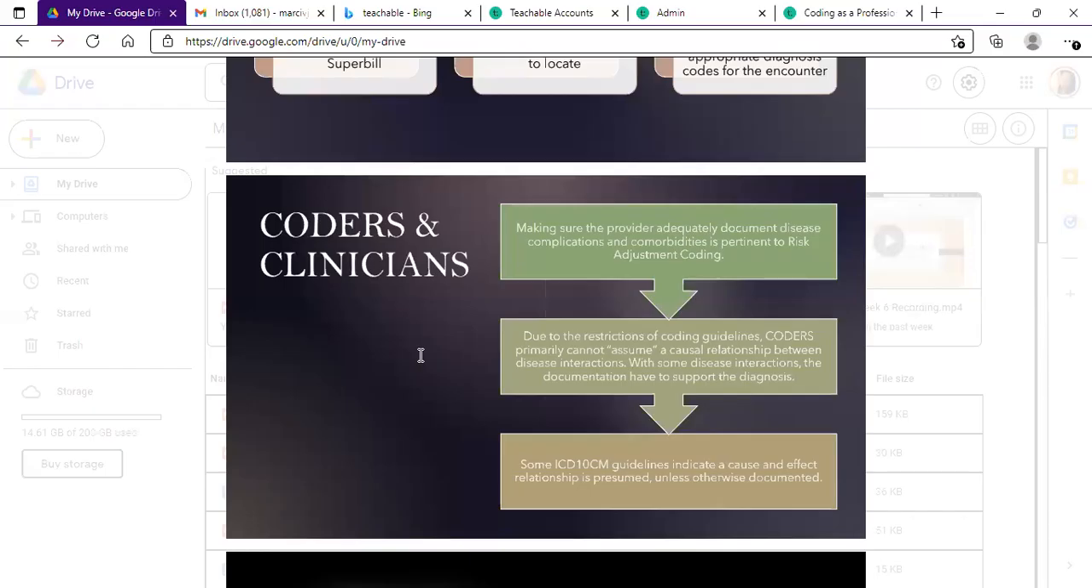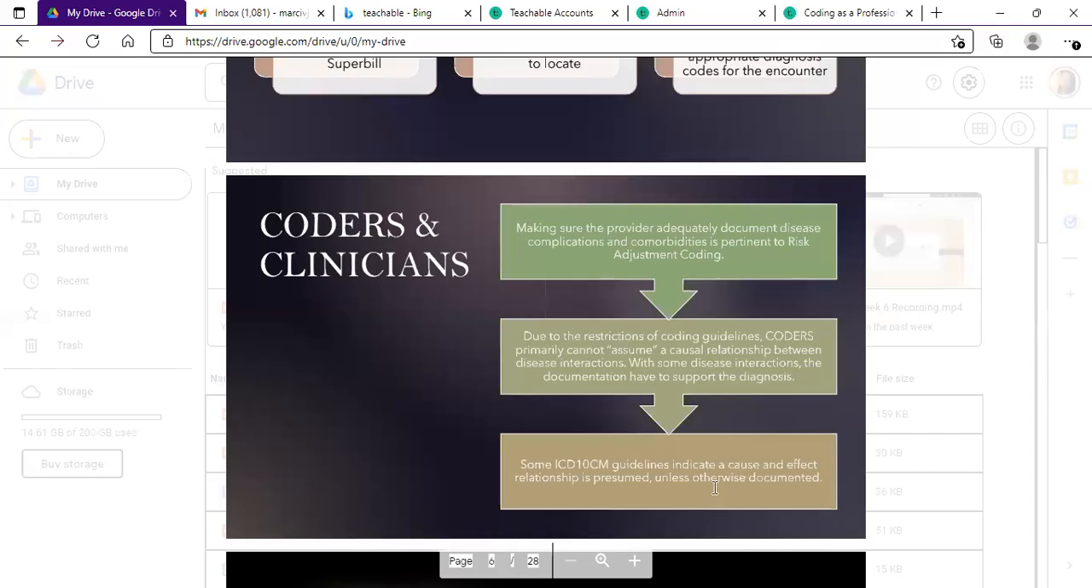And that's because with some diseases and conditions, it's automatic: if you get this and you got this, it's probably linked. So we're not going to necessarily have you link it by the documentation, as it primarily goes together. And this is where the coding guidelines come into play, which are listed in your ICD-10 book. There's a general guideline, and there are chapter-specific guidelines. Make sure to familiarize yourself with your chapter-specific guidelines.